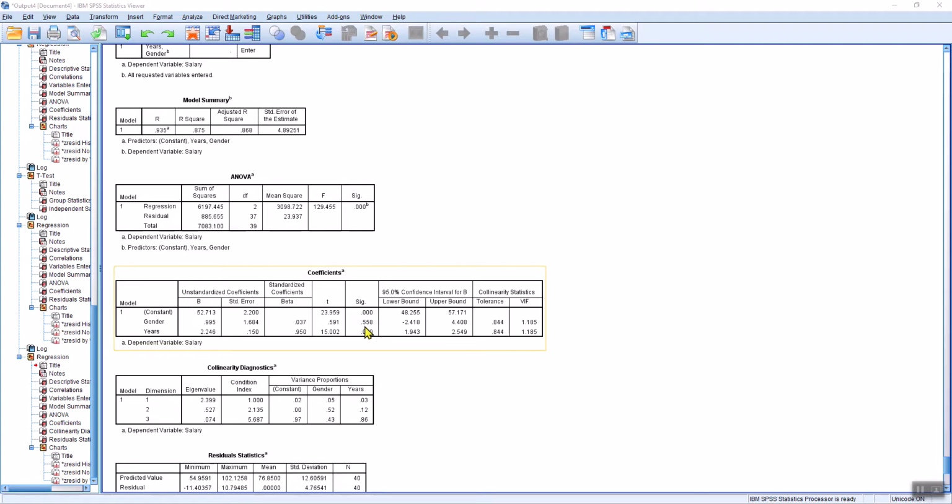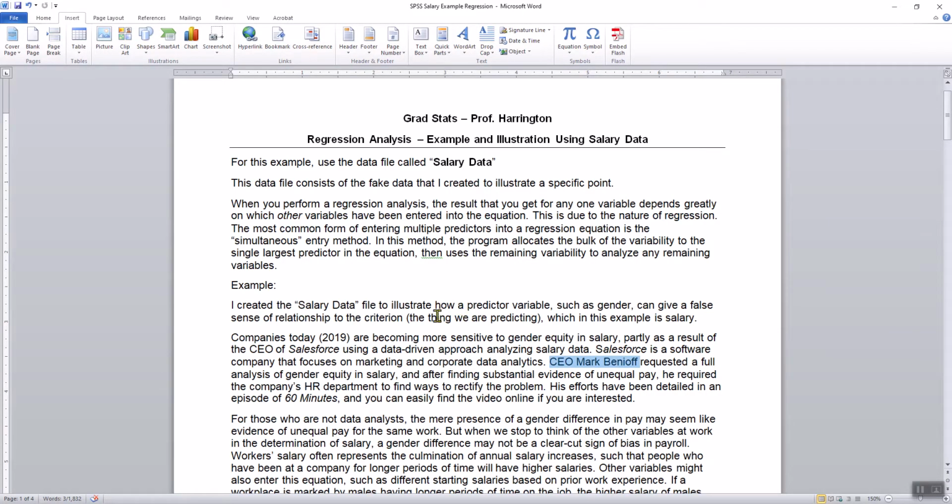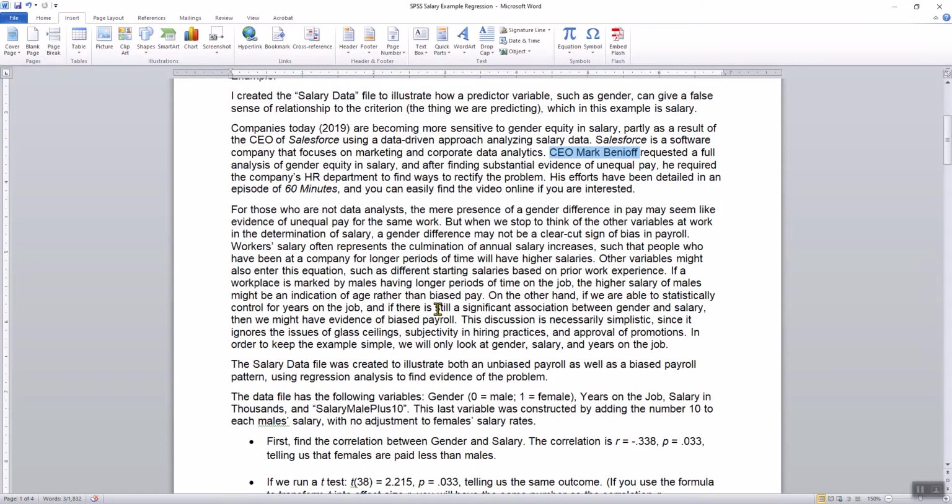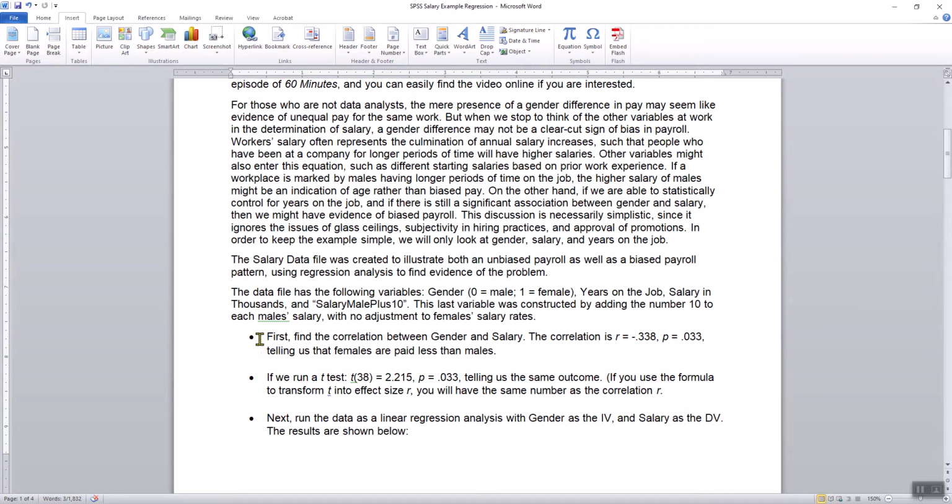So how do we interpret this? One interpretation is to simply say that years is a much better predictor than gender in terms of predicting the different pay that people get at this company. I like to use a Venn diagram to illustrate this, and so I'll go back to the Word document that I have for this example, where I have a text-based description, and I suggest running a few of the analyses that I already did.